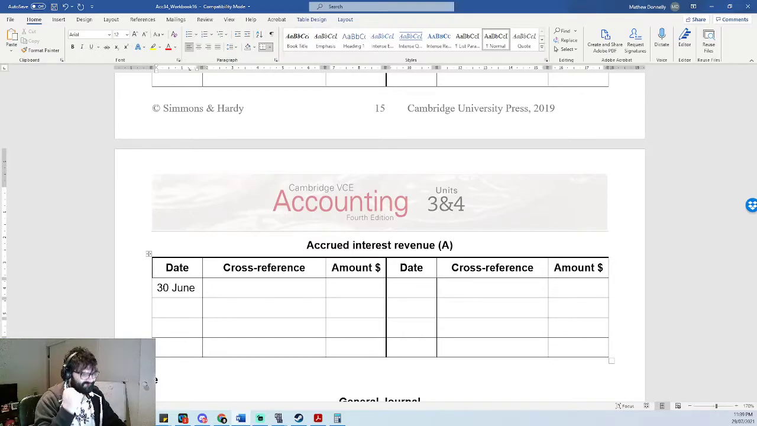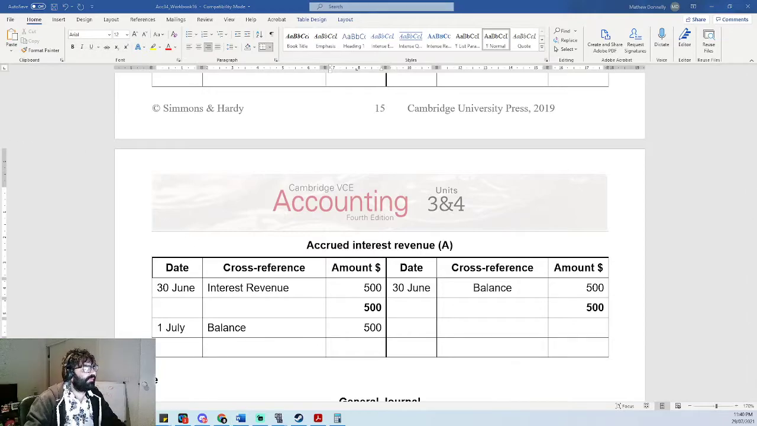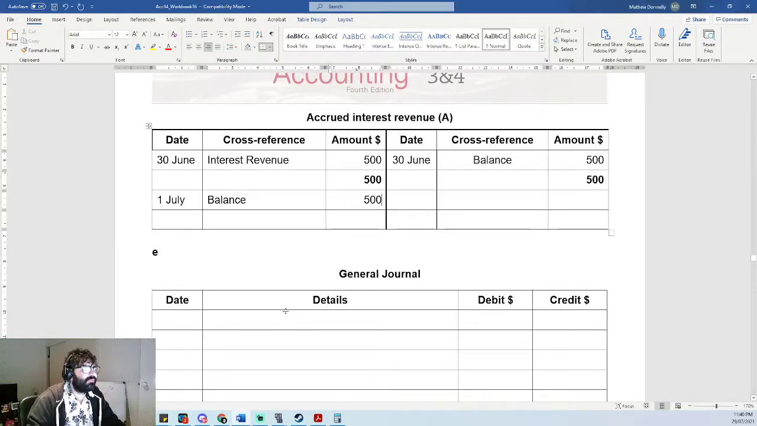Yeah. And we go interest revenue 500. We're going to be closing this off. So we go 30th of June and we go balance 500, bold 500, bold 500, and we go 1 July balance 500. I feel like I'm writing 500 a lot, but that is actually how it displays. So, you know, that's how it works.